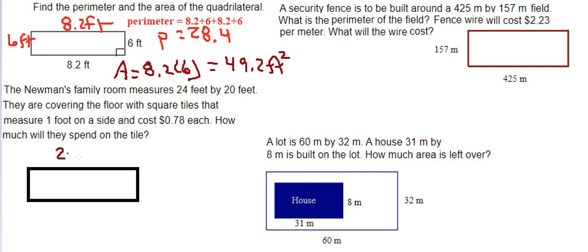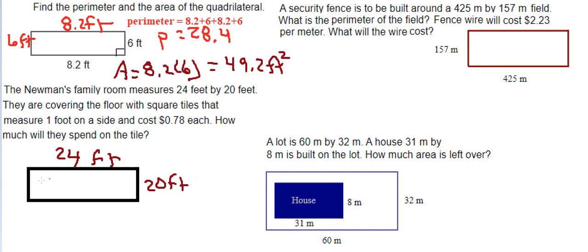The question below it, the Newman's family room measured 24 by 20 feet, so let's just write that in there. Obviously this is not drawn to scale by any means, and each square tile is going to be 1 foot or 12 inches. They're not trying to trick you here. That's why it's 1 foot. If it was anything else like 2 feet or 3 feet, we would have to do some division, but this is going to be pretty easy.